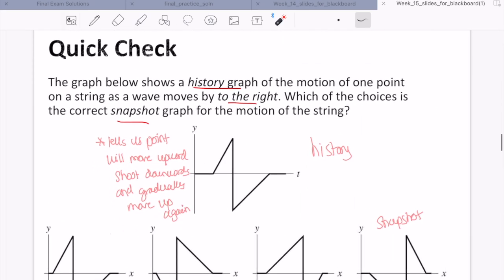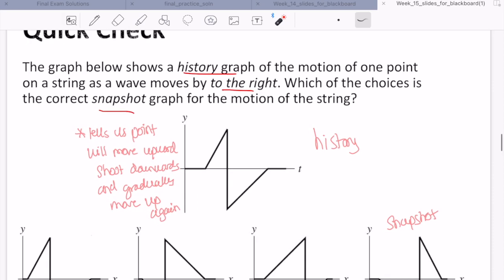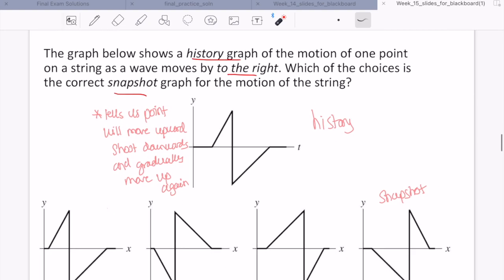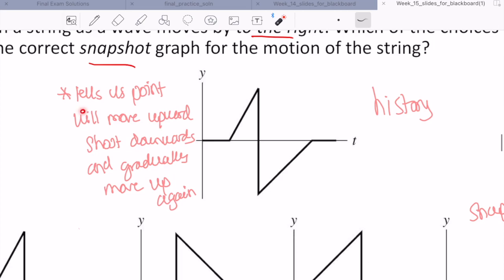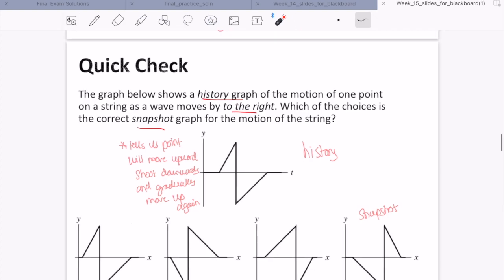But then, after spending so much time converting from snapshot to history, now we have to convert from history to snapshot. So it says the graph below shows a history graph of the motion of one point on a string as a wave moves by to the right. So remember, a history graph will show you how the particle has moved. It moves upwards and then moves downwards and then upwards again. It says which of the choices is the correct snapshot graph for the motion of the string. So once again, this graph tells us the point will move upwards, shoot downwards, and then gradually move upwards again.